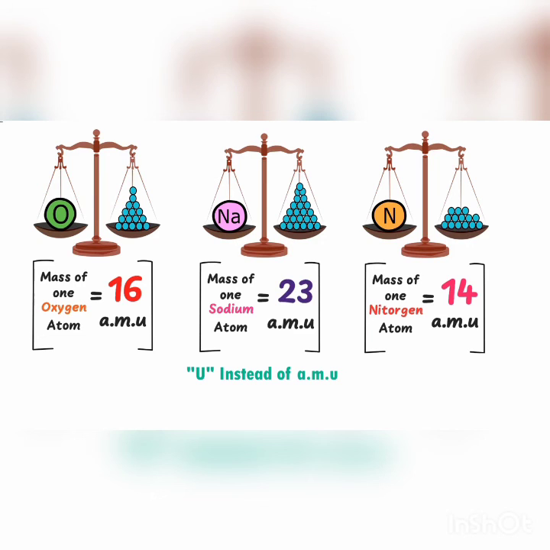Nowadays, we are writing U instead of AMU, that is unified mass. For example, the relative atomic mass of a helium atom is equal to 4 U. These are about atomic mass and relative atomic mass.